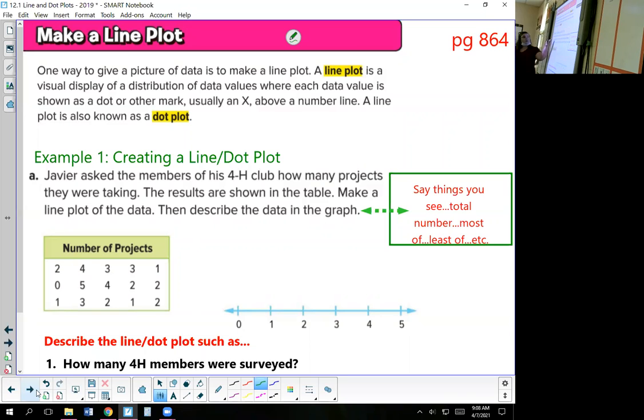Xavier asked members of his 4-H club how many projects they were taking. The results are shown in the table. Make a line plot of the data, then describe the data in the graph. I'm going to ask the questions, so you don't have to describe it.